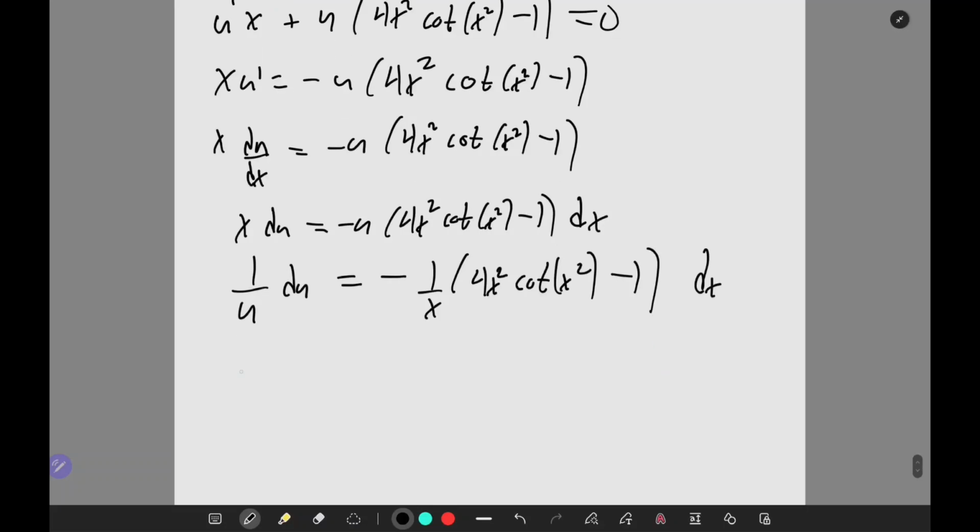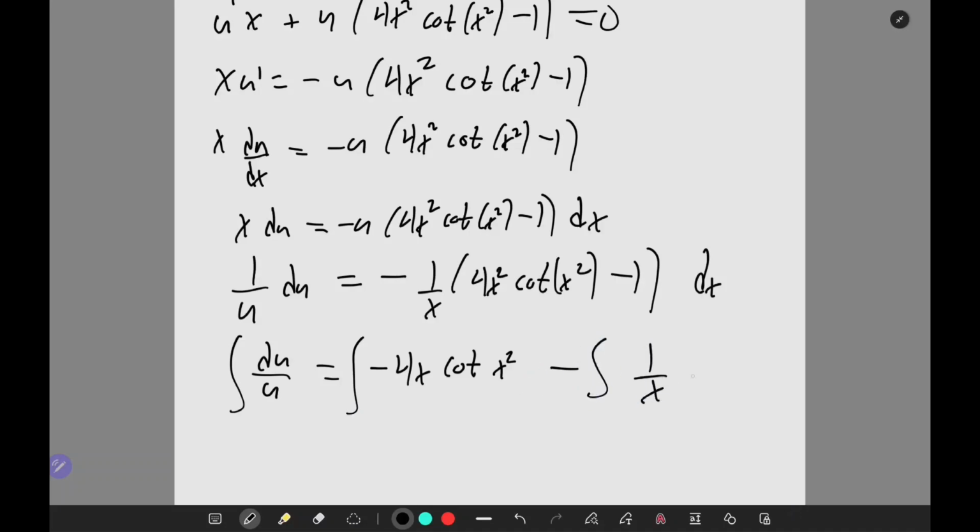So now I can simplify that, right? Let's say u is equal to negative 4x cotangent of x squared minus 1 over x. So now we can take the integral. These will be two separate integrals, right? See how I did that? I believe this will work. I just have a sign error somewhere. Minus 1 over x.